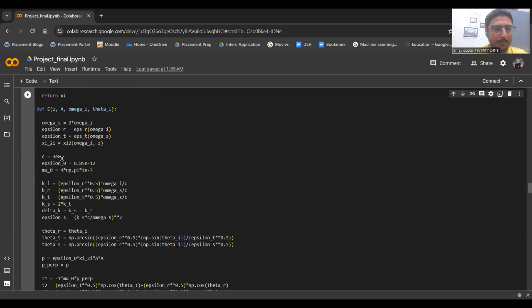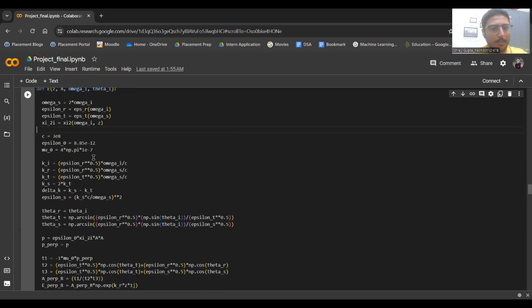Again, c equals 3 into 10 to the power 8 meters per second, epsilon naught equals 8.85 into 10 to the power minus 12, and mu naught equals 4 pi into 10 to the power minus 7, all standard stuff. Again, we are using some basic things, defining k, k equals epsilon to the power half into omega by c.